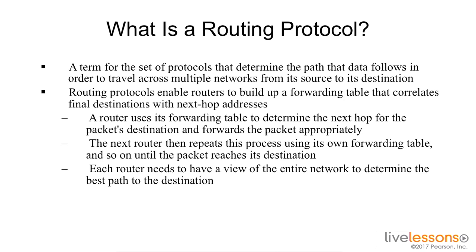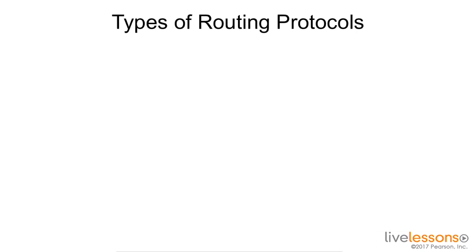Routing protocols enable routers to build up a forwarding table that correlates final destinations with next hop addresses. A router uses its forwarding table to determine the next hop for the packet's destination and forwards the packet appropriately. The next router then repeats this process using its own forwarding table, and so on until the packet reaches its destination. Each router needs to have a view of the entire network to determine the best path to the destination.